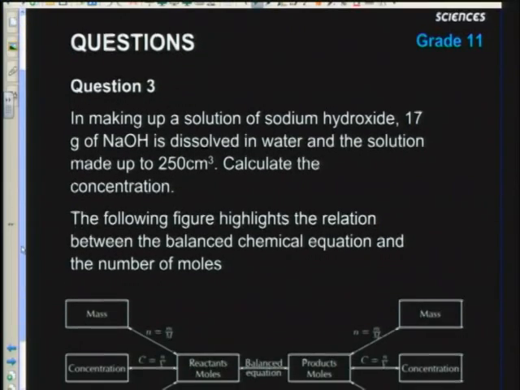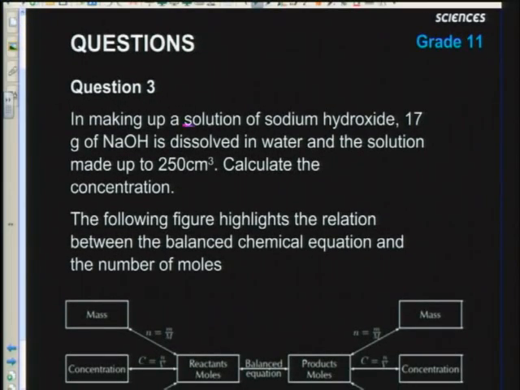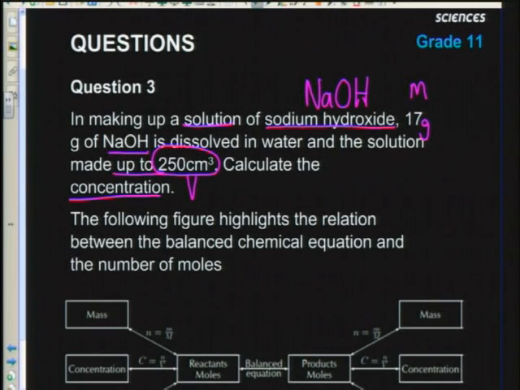I want us to note that we are looking at making up a solution of sodium hydroxide. Sodium hydroxide's formula is NaOH. Okay? 17 grams of that, sorry, we should have the grams there. 17 grams of sodium hydroxide is dissolved in water, and the solution is made up to 250 cubic centimeters. That is my volume, all right? This 17 grams is the mass of the sodium hydroxide. And they ask me to calculate the concentration.